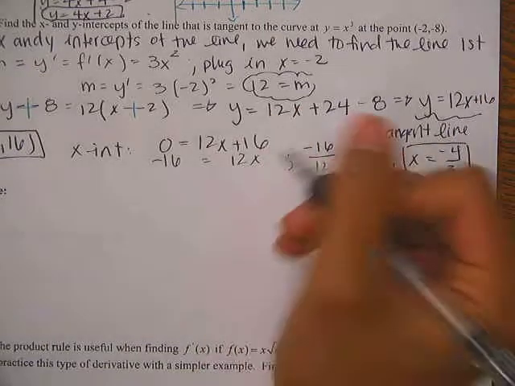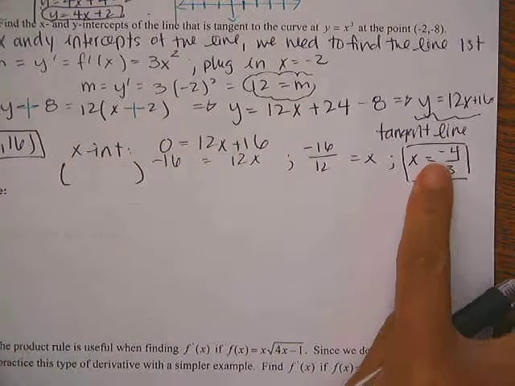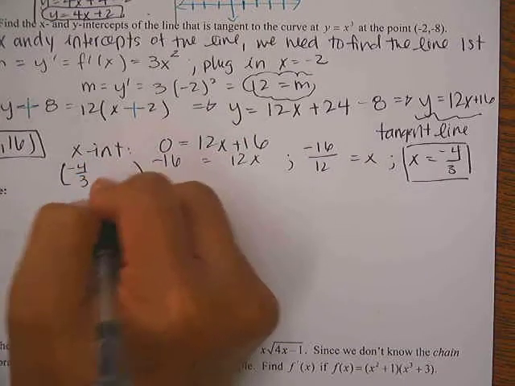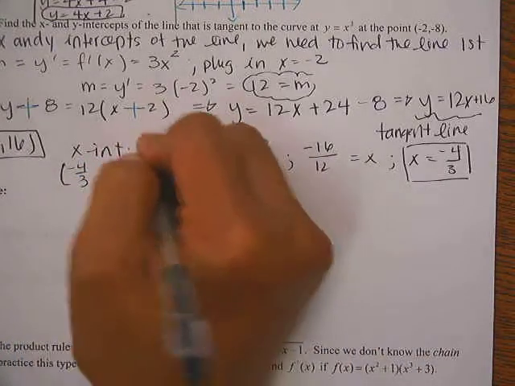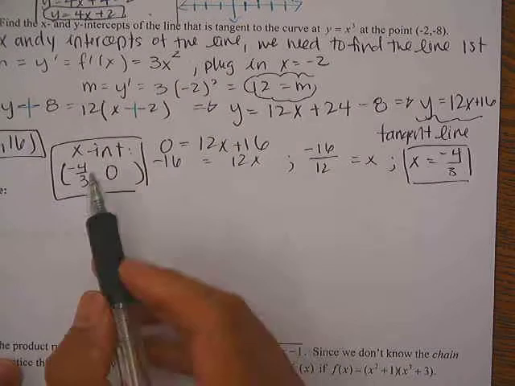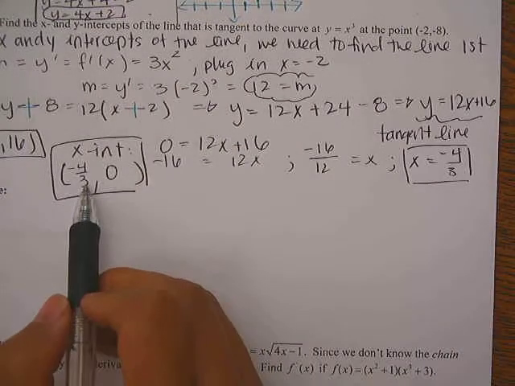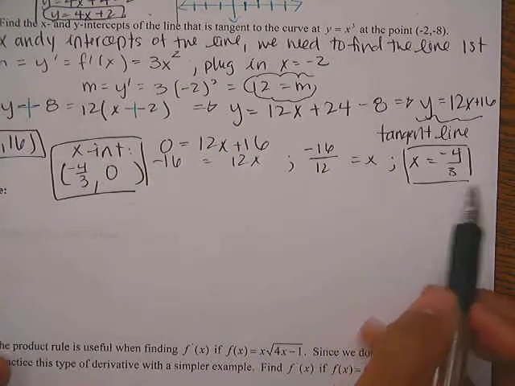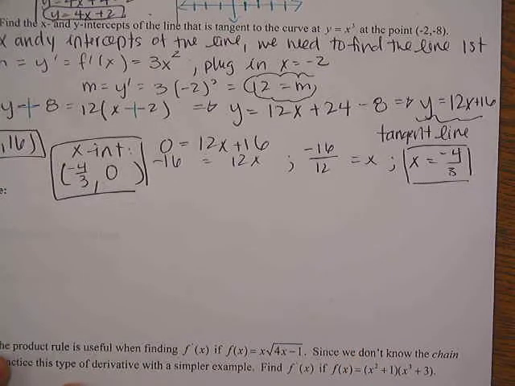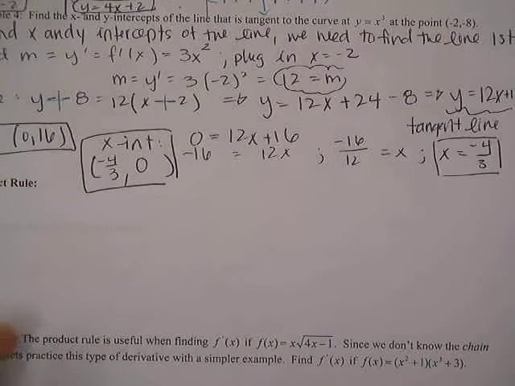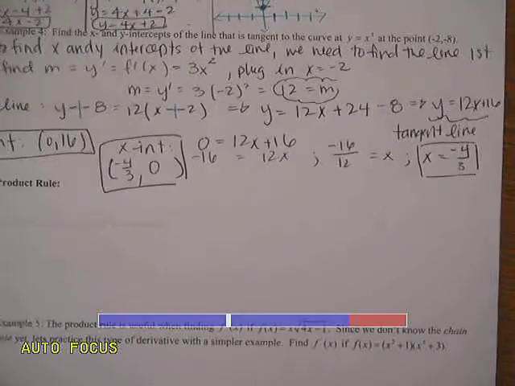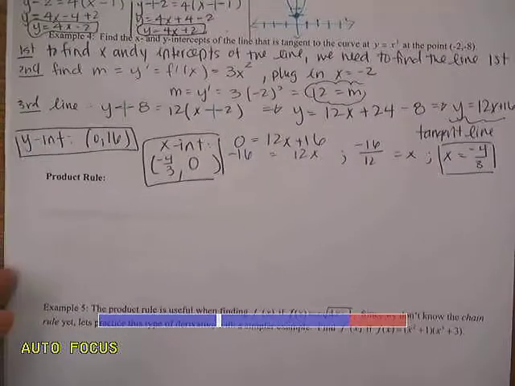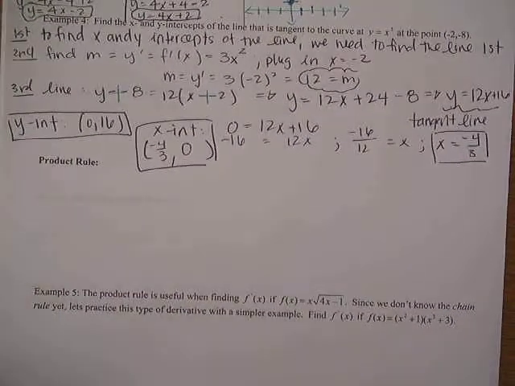Let's write that as an ordered pair. When x is -4 over 3, y is 0. These two are the same exact thing. This is notation in terms of a point. This is notation in terms of value. Now if that's going too fast for you, please hit pause and finish writing before we move on to the product rule.